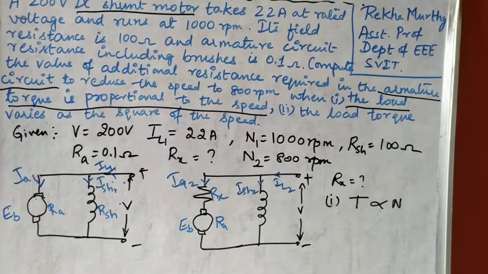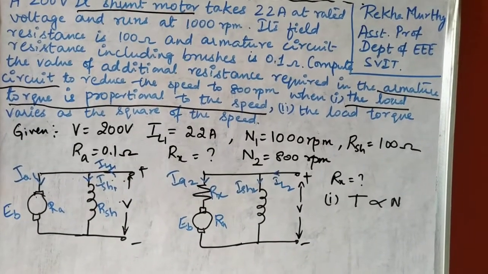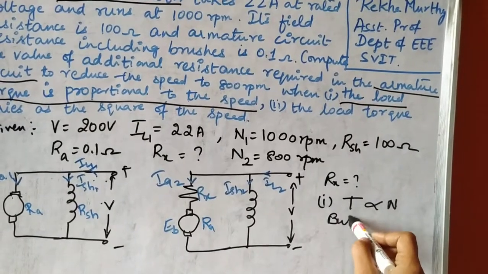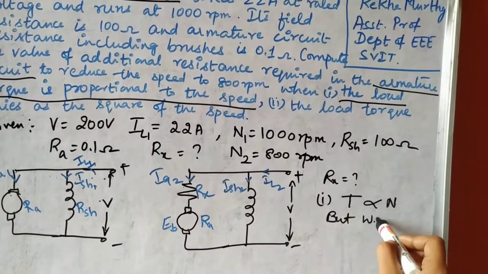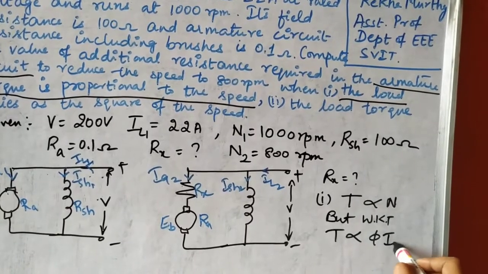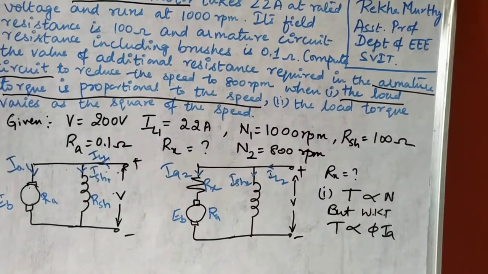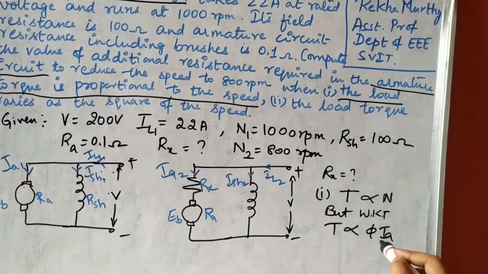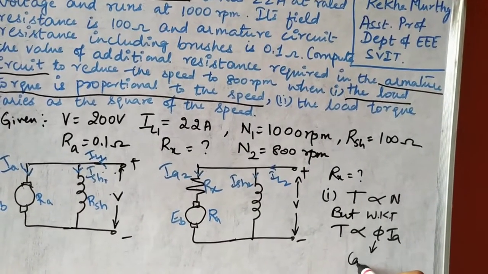Now, but what do you know? But we know that torque is proportional to flux into Ia. Is it or not? We know that torque is proportional to flux into Ia, where flux will be considered as a constant in the DC shunt motor.